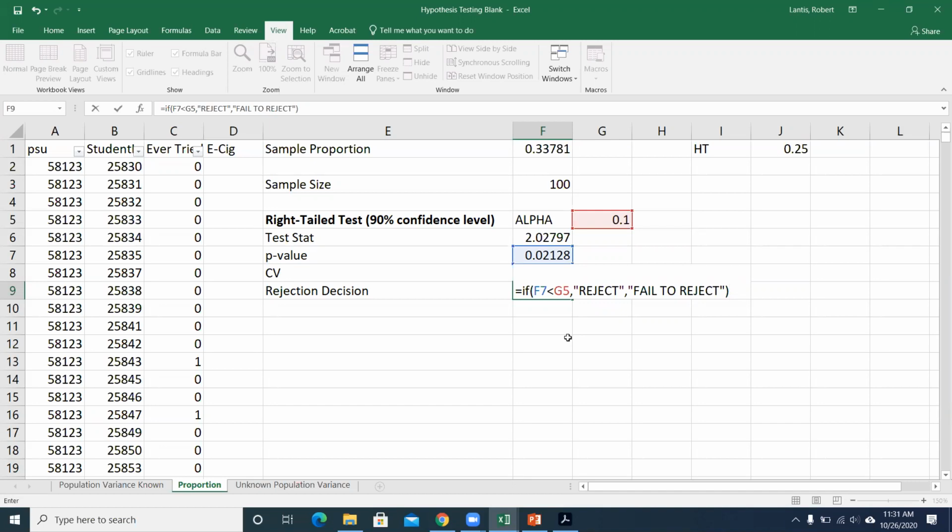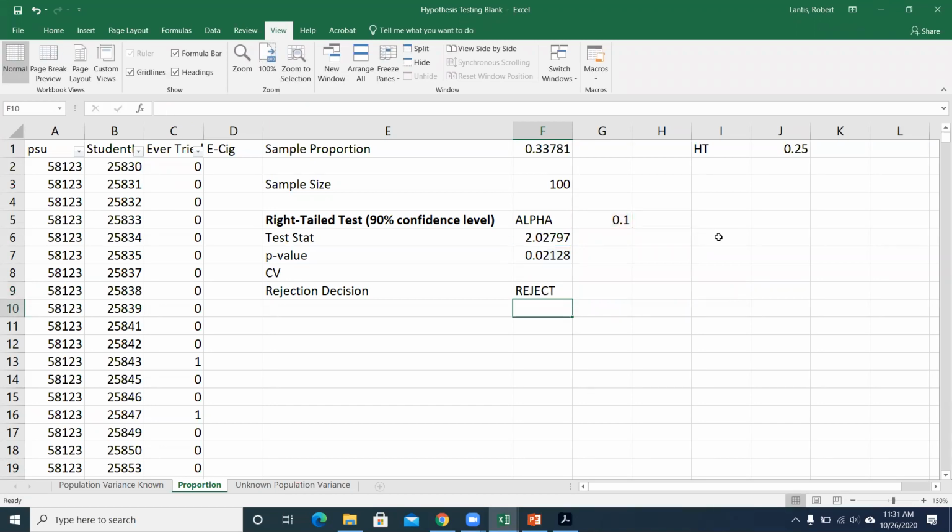So if I hit enter here, what word should I see? Reject, right? Because my p-value of 0.02 is less than the alpha of 0.1, right? So I hit enter here. Sure enough, I see the word reject. Right? Now, what if I put in an alpha of 0.05? Should I still be rejecting? See a couple head nods, right? So 0.05, right? My p-value of 0.02 is still less than that, so I still reject.